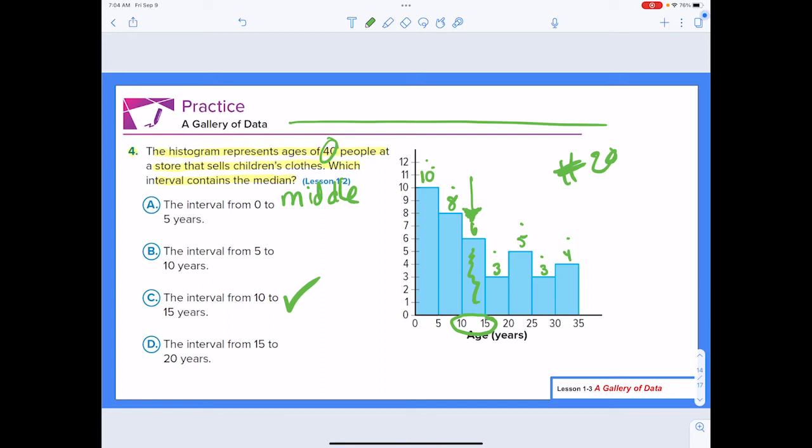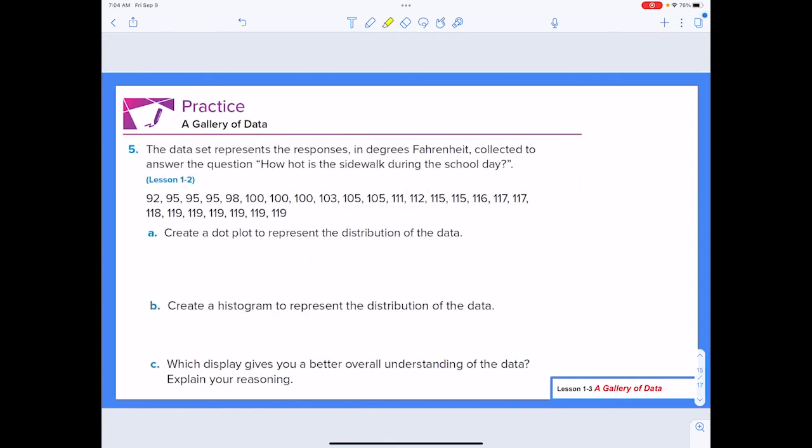Not quite sure why those aren't adding up for me. Maybe I'm just seeing something funny today. But moving on. Number 5.